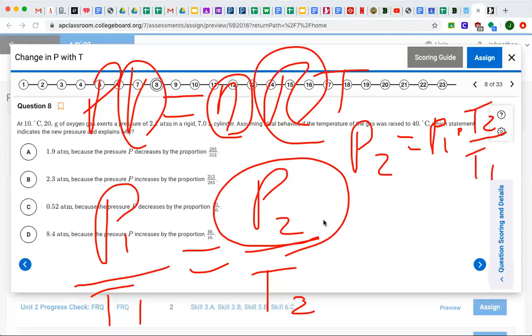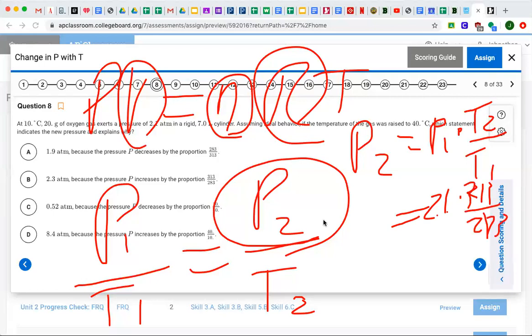Okay, that's exactly right. And we have to deal with temperature in what unit? Are we dealing with Celsius here? Well, in terms of the PV equals nRT equation, do we use Celsius temperature? No. So we're working with absolute temperature here, so we're going to be using units Kelvin. Kelvin is just Celsius plus 273. And so when you do that, you get 2.1 times 313 over 283.